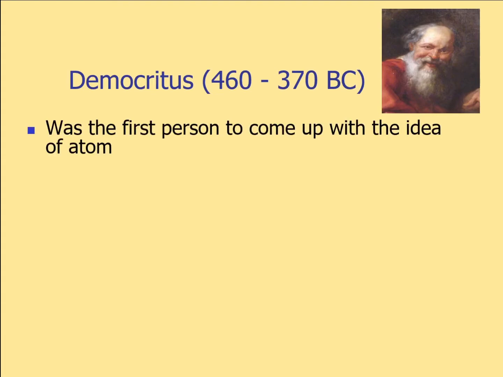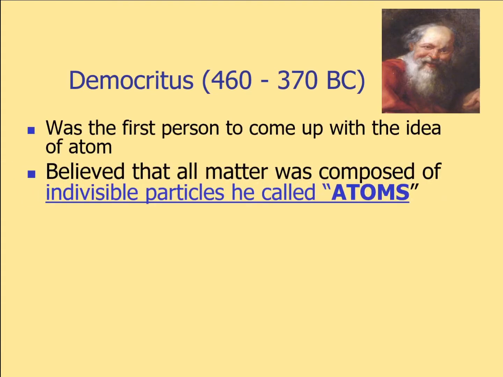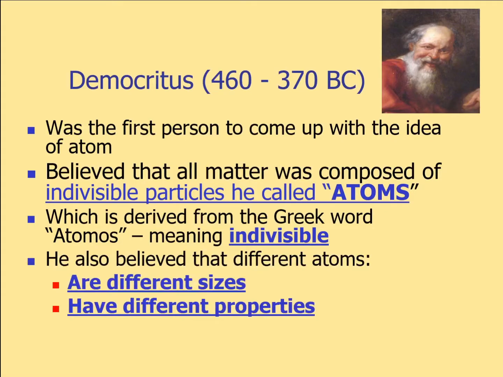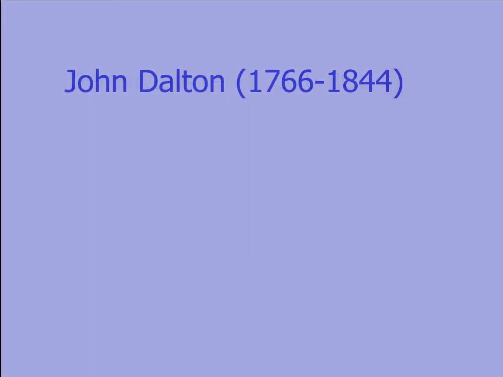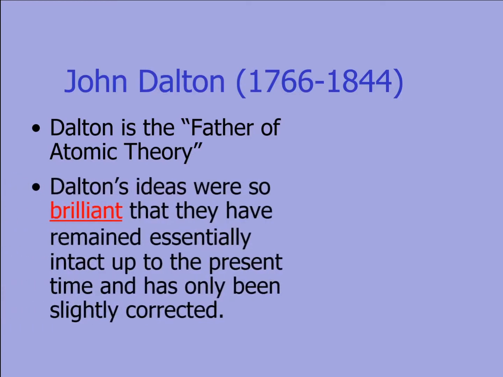Democritus was the first person to come up with the idea of the atom. He believed that all matter was composed of indivisible particles he called atoms, which is derived from the Greek word atomos. The meaning is indivisible. He also believed that different atoms are different sizes and have different properties. Other philosophers of that time didn't agree with his theories. The second scientist is John Dalton. Dalton is the father of atomic theory.